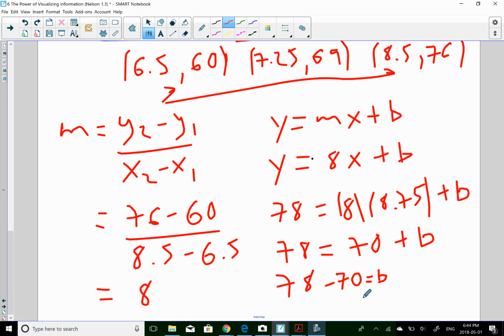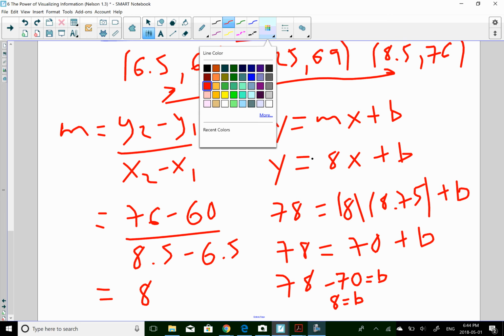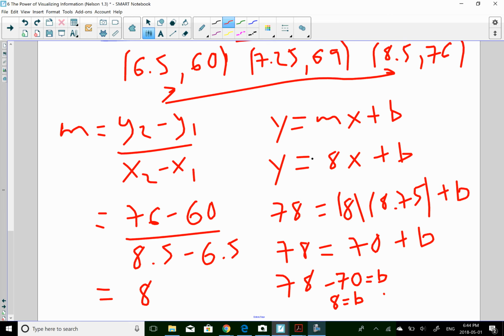So the equation for this case, for our median line, is y equals 8x plus 8.